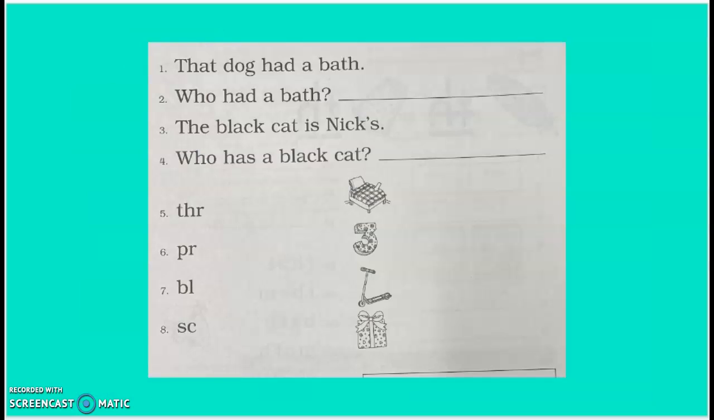Number 1, that dog had a bath. Who had a bath? Right, that dog. Number 3, the black cat is Nick's. Who has a black cat? Right, Nick's. That is Nick's black cat.